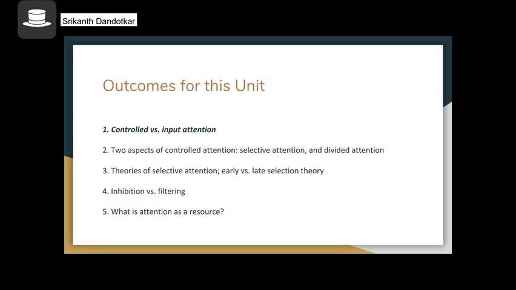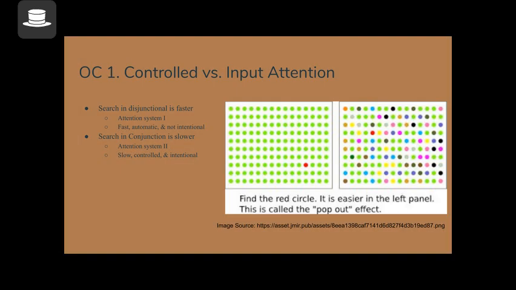The outcomes for this unit include, at a general level, kind of reviewing, to talk about control and input attentional differences, the attention one and attention two, the system one and system two. Then talk about two aspects of controlled attention, which is selective attention and divided attention. Then we'll talk about theory specific to selective attention. Then we'll talk about the inhibition versus filtering process of deselection, and end it by talking about attention as a resource. So let's get started with control versus input attention at a general level, which we have done previously.